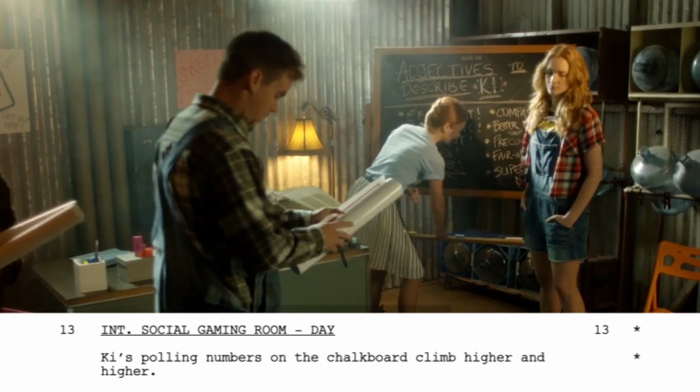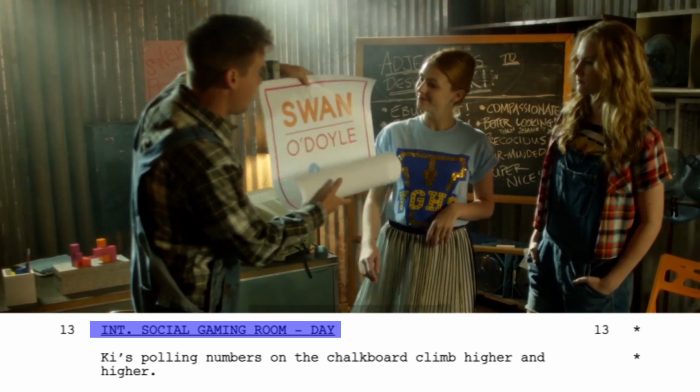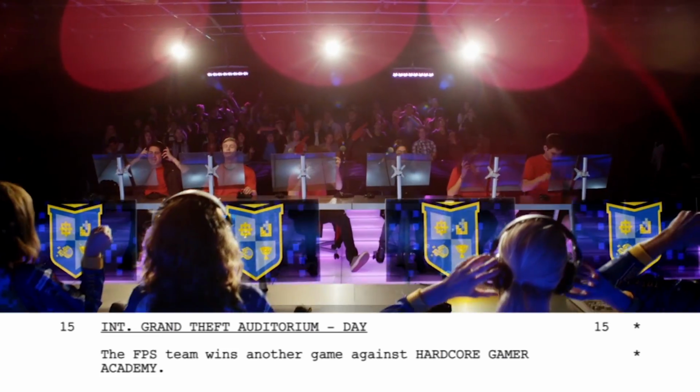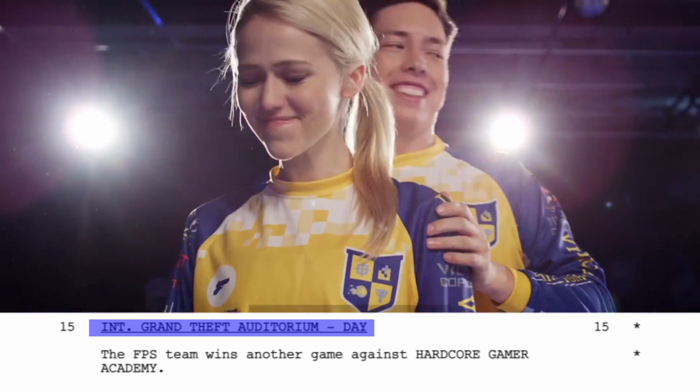And then from there, I would do a new slug line every time we're changing location. So we go from that to Key in her election headquarters, and then from Key in her election headquarters to Brian D and the FPS team, beating another team. So then you follow that pattern through the montage.